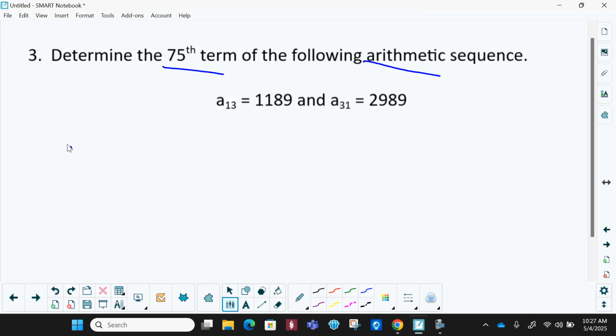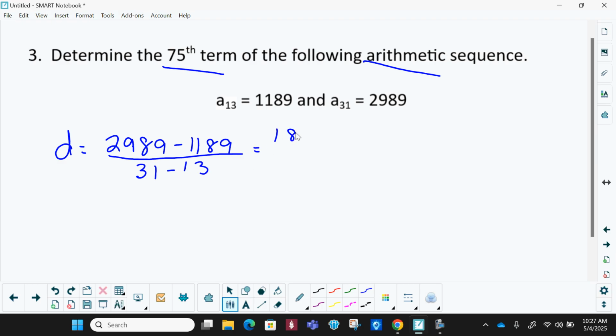Okay, so here we go. We've got to find our D value. 2989 minus 1189 all over 31 minus 13. And if I remember correctly, this is 1800 divided by 18. So my D, I'm going to rewrite it here. D is 100. I'm trying to find a calculator because I'll need it later.